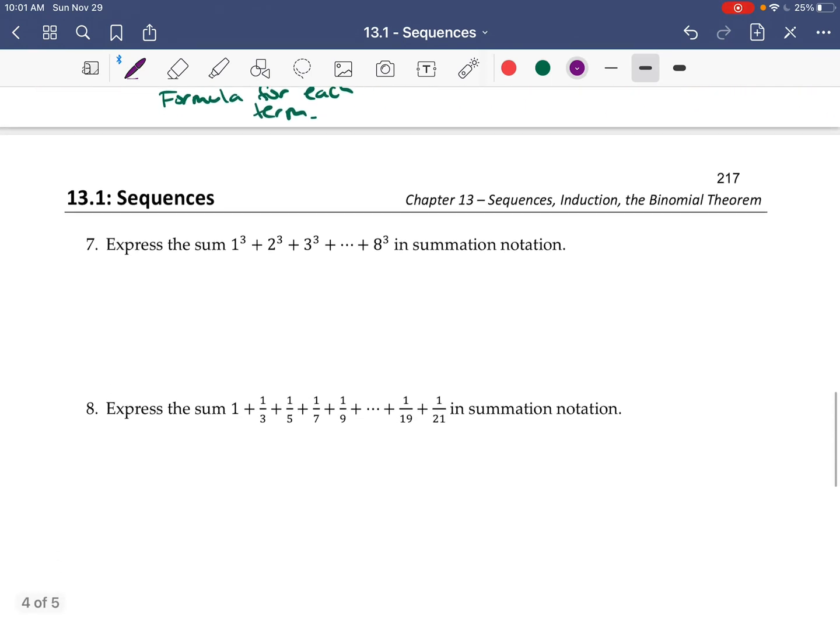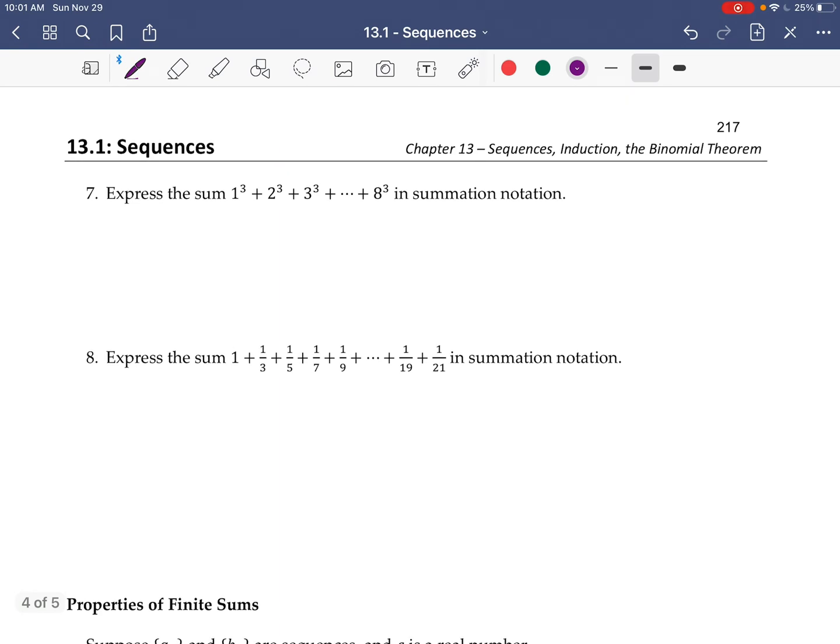Now going the other way, if they give us a sum and we want to write it in summation notation, you can pick where you start, but because everything's cubed, I think it makes sense to start with k equals 1, 2, 3, and this will be 8. Those are your k values. So it's going to be the sum, starting at k equals 1 and going to the number 8.